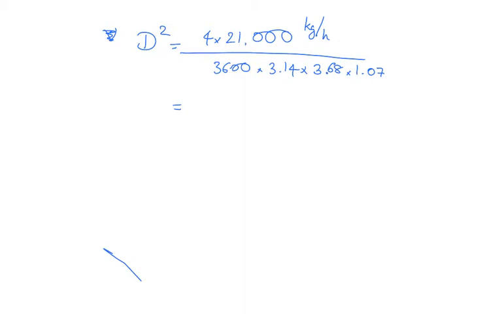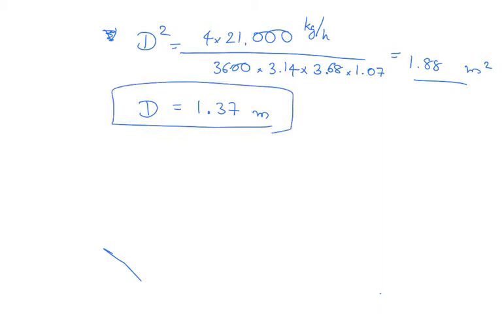So value for d square comes out to be something like, I don't know how many meters square, 1.88. So then you calculate your value for d, which is square root of 1.88. 1.4, 1.35, 1.37. Okay. Fantastic. You just designed a tower. So from experience, I can tell you that that's about correct.